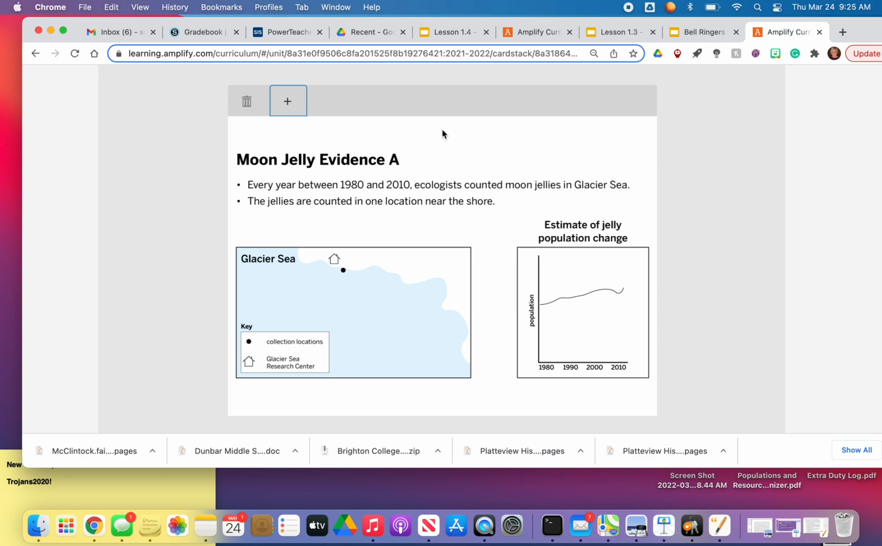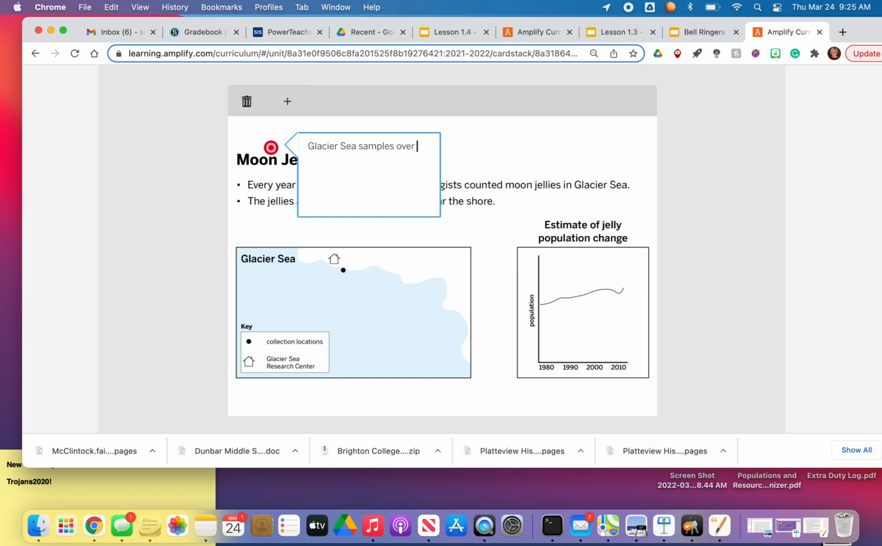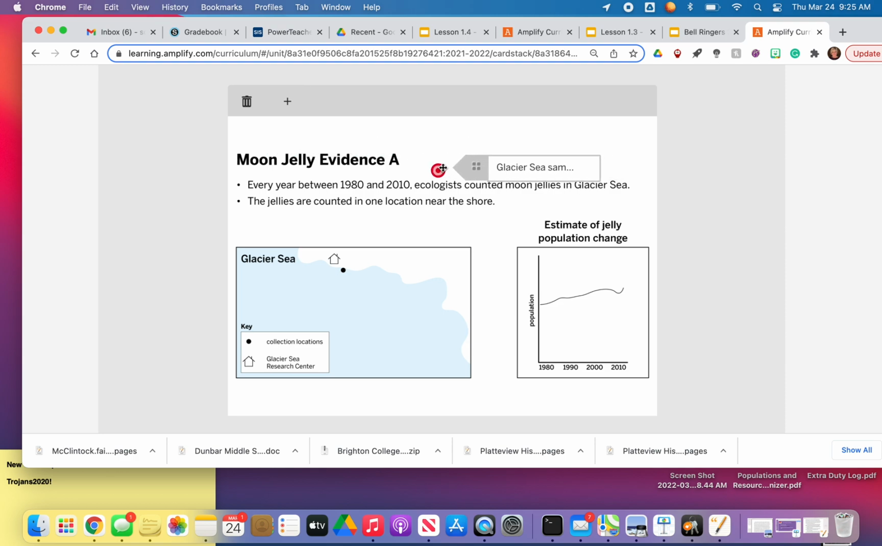The first bullet says every year between 1980 and 2010, ecologists counted moon jellies in Glacier Sea. I want you to follow along and do what I do. We're going to add an annotation: between 1980 and 2010, ecologists are collecting samples at Glacier Sea. So I'm going to say Glacier Sea samples over 30 years. Then click out to the side, and you can grab this and put it close to this bullet so I know that's what I'm talking about.